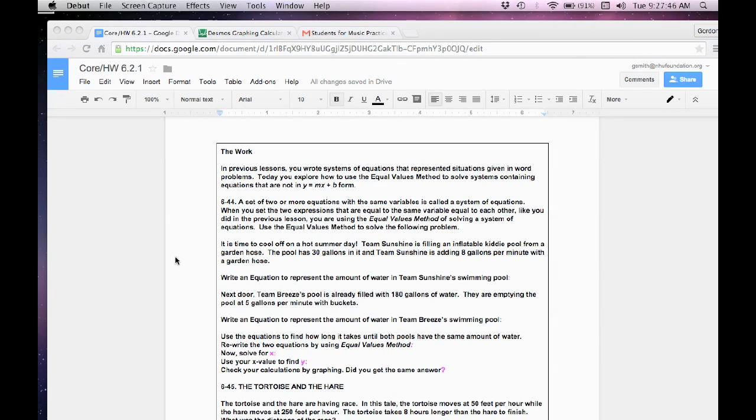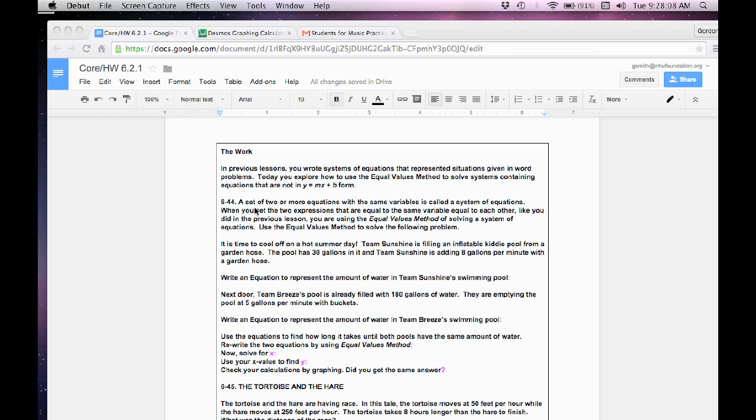Okay, we're gonna begin working on 6.2.1, the work. It starts with a reading. It says, in previous lessons, you wrote systems of equations that represented situations given in word problems. Today, you explore how to use the equal values method to solve systems containing equations that are not in y equals mx plus b form.